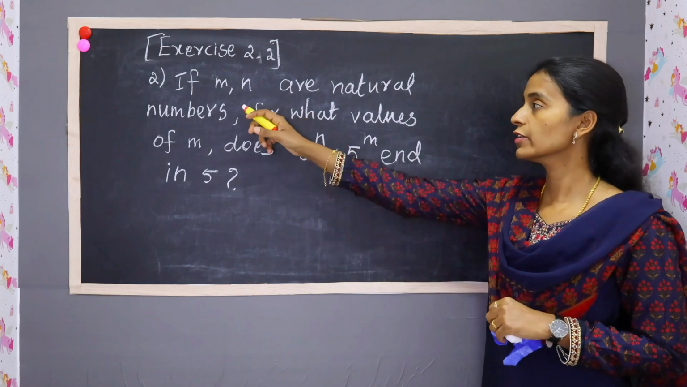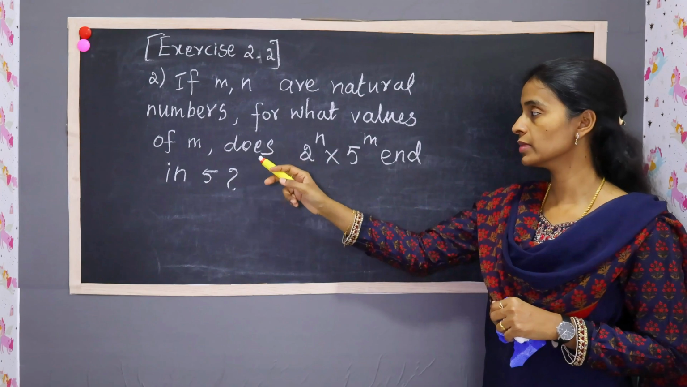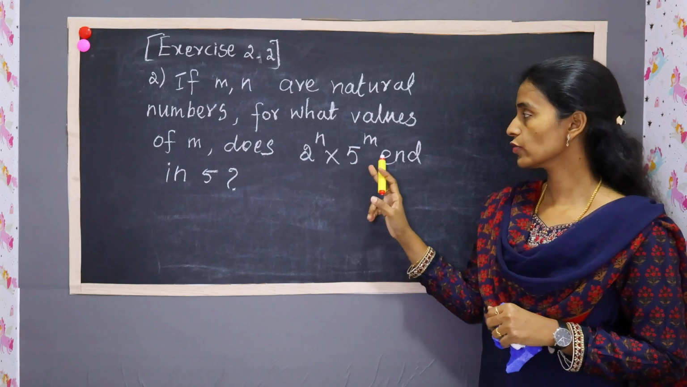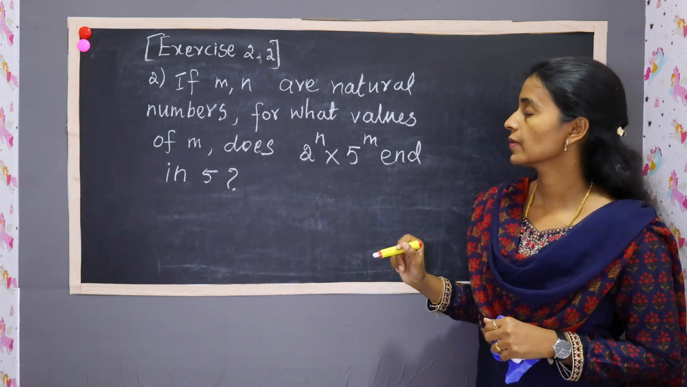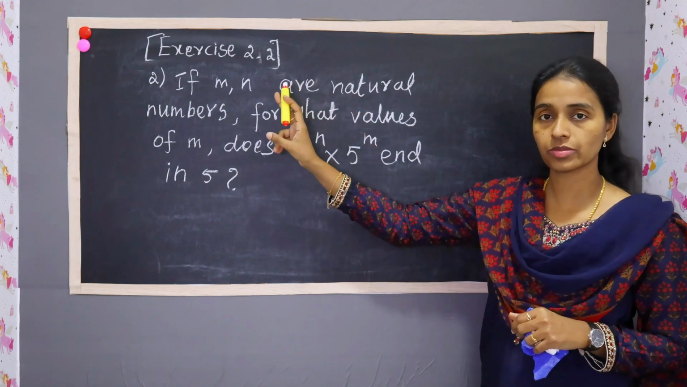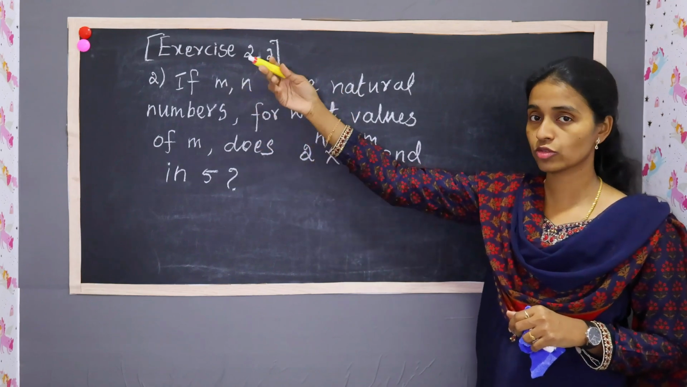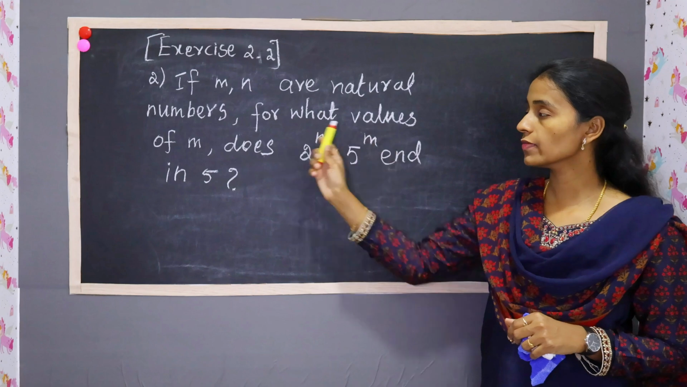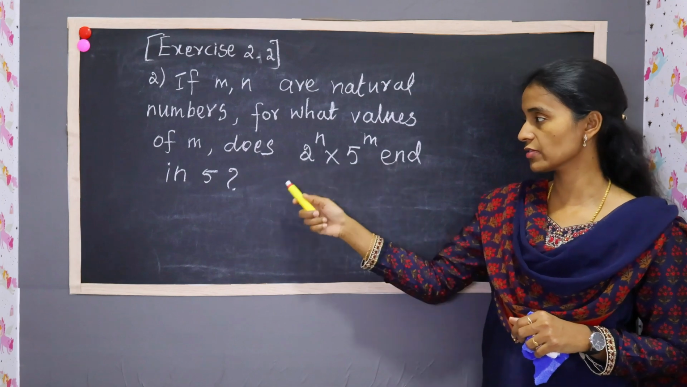Here the question is, if m, n are natural numbers, for what values of m does 2 power n into 5 power m end in 5? If m, n are natural numbers, it means starting from 1. M and n values would be starting from 1, 2, 3 and go on, whatever number. For what values of m does 2 power n into 5 power m end in 5?